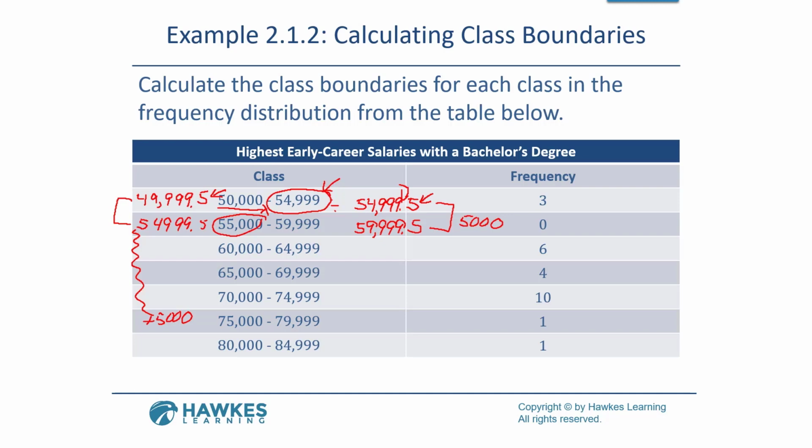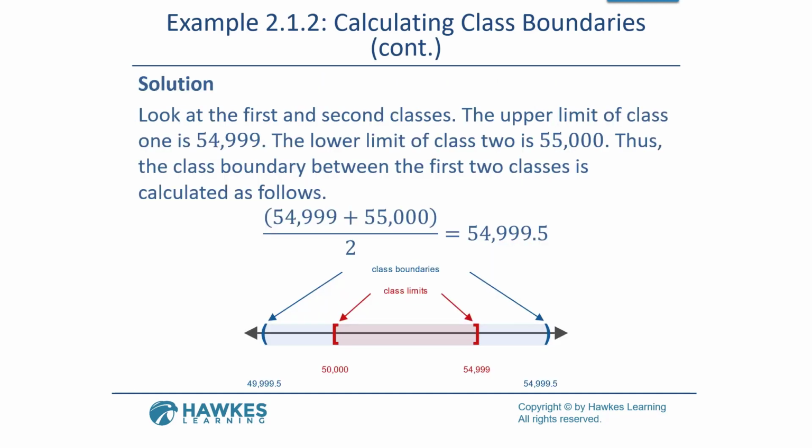Lots of steps, but each step is simple. So this is how we calculate. Here's the upper class limit. Here's the next lower class limit. Add them, divide by 2, because you want something that's halfway between. There's your first upper boundary. Notice that the difference between this and this is 0.5. Oops, not this one, sorry. There we go.